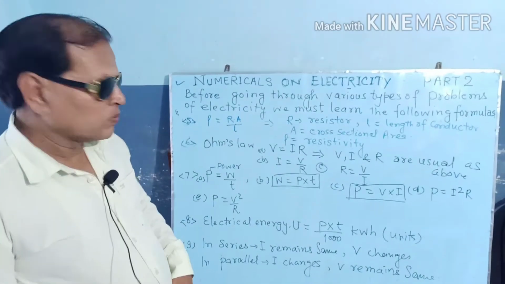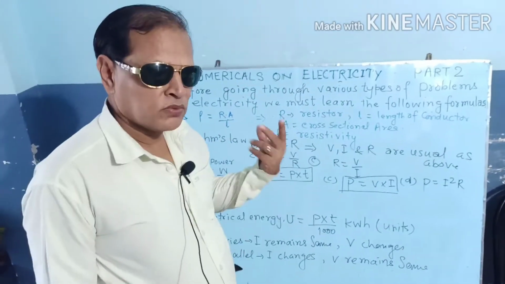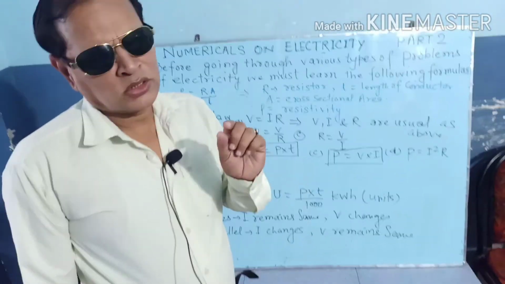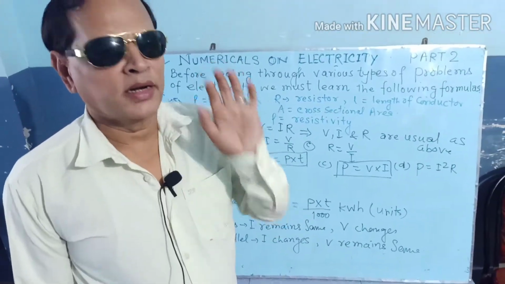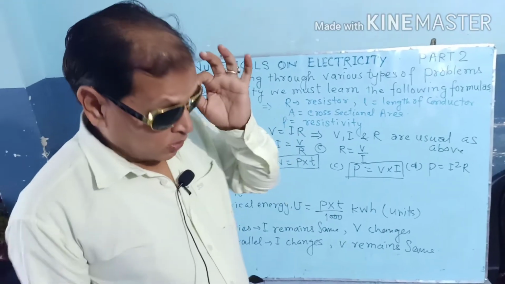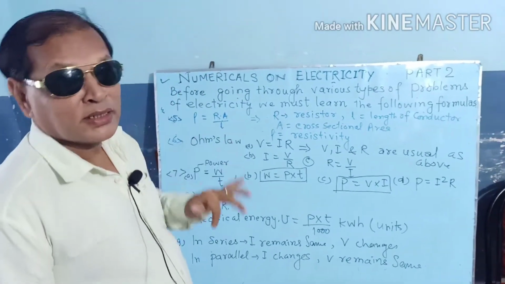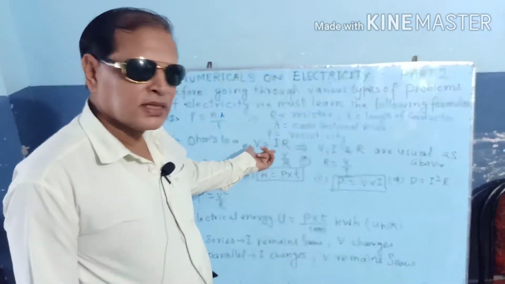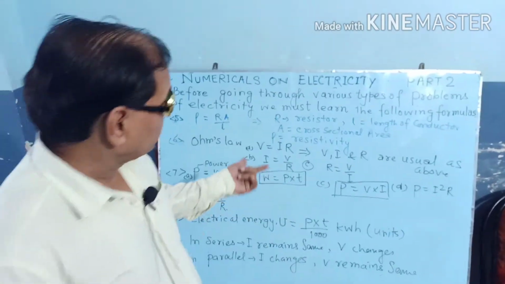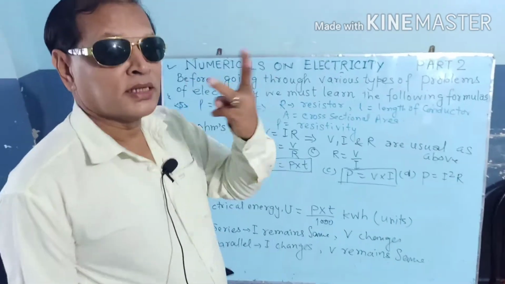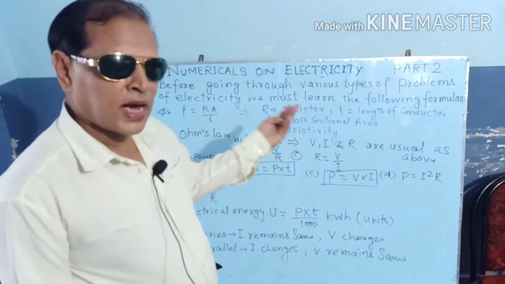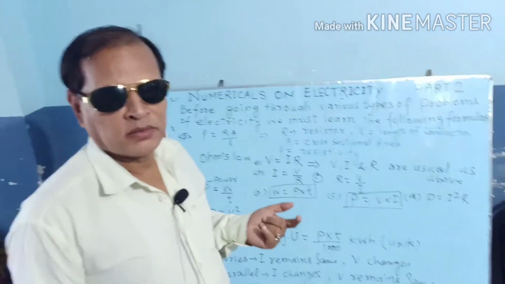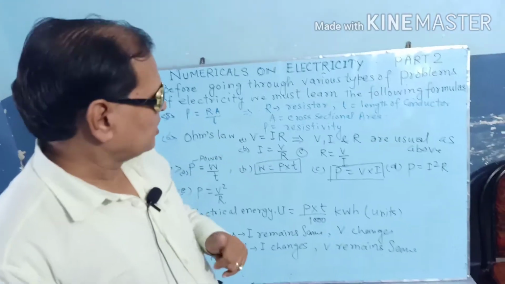Now come to the sixth formula, Ohm's law. Whenever anyone asks you what is Ohm's law, then you will in short tell V is equal to IR at constant temperature. What should be kept constant in Ohm's law? Temperature must be constant. So the Ohm's formula is V is equal to IR. Here there are three things, V, I, R. Any two of them given, the third quantity can be found.